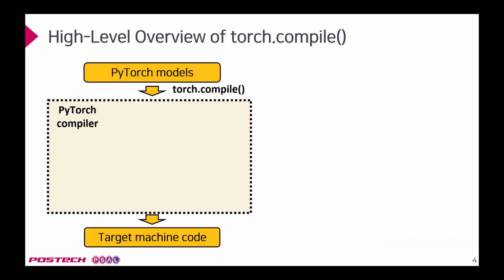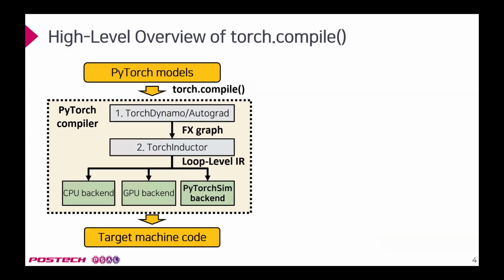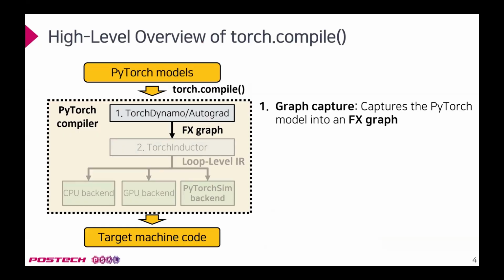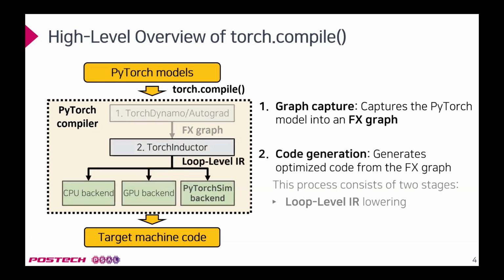Before we dive into PyTorchSim itself, it's important to understand how PyTorch 2 compilation works. When you call the torch compile function on a model, two major things happen. First is graph capture. Torch Dynamo captures your PyTorch model into an FX graph using ATen operations. Second is code generation. Torch Inductor takes that FX graph and turns it into backend specific code.